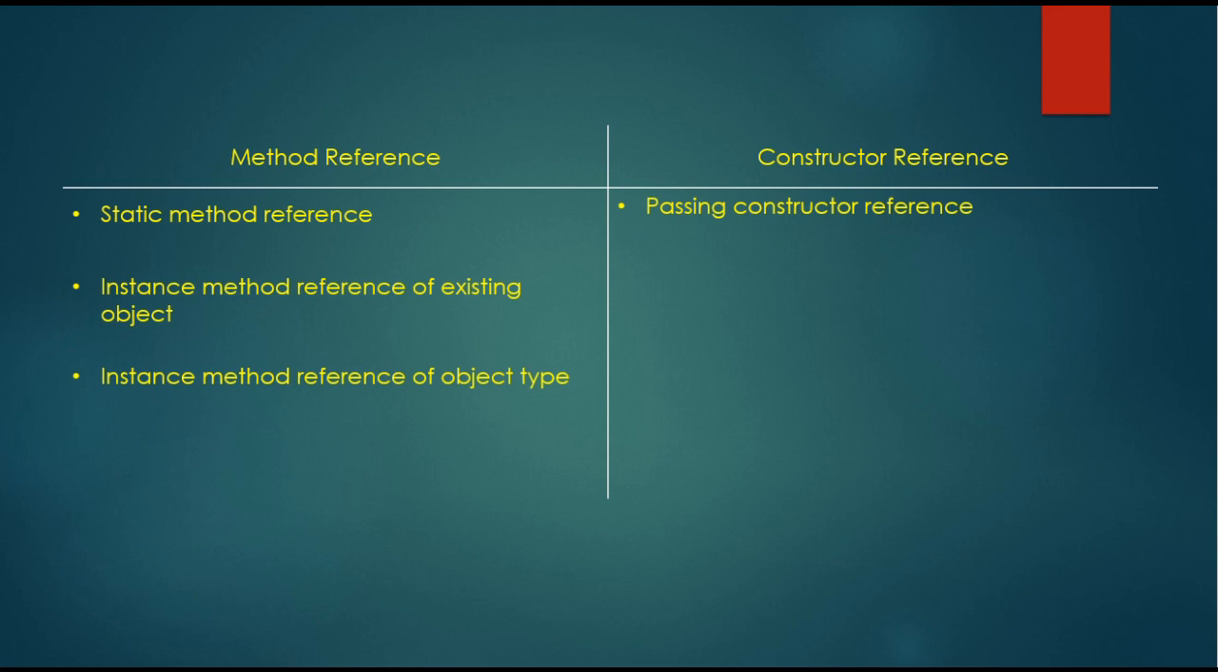When we look into it in detail, the method reference can be accomplished in three ways. That is, passing the method reference of the static method, passing the method reference of an existing object, and also passing the method reference of an object type itself. And we will look into each one of them in detail. And when it comes to constructor reference, the only way that the constructor reference can be passed is by directly passing the constructor reference.